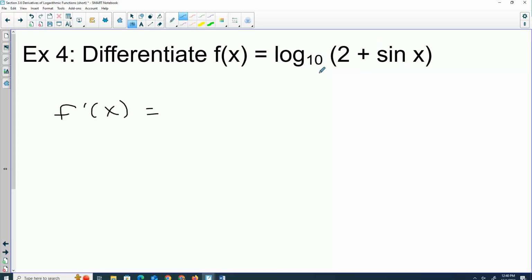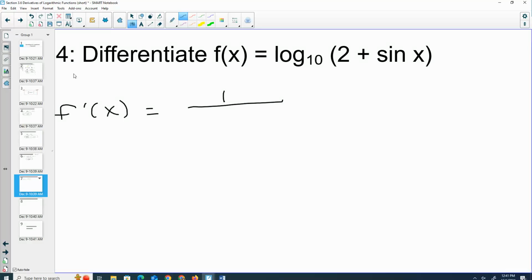Alright, so derivative of a log base 10. So what's different if it's not a natural log? It won't cancel. Do we have to change it, set it equal to y, 10 to the y equals 2 plus sine of x? We don't have to, I mean, we could. Okay, same, my bad. Remember the very first slide?